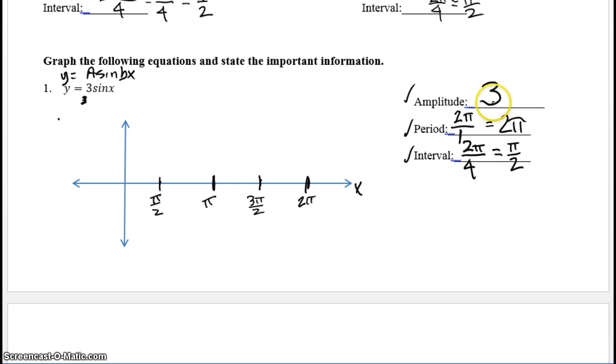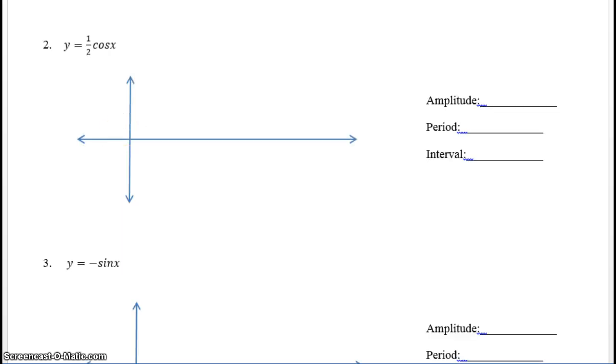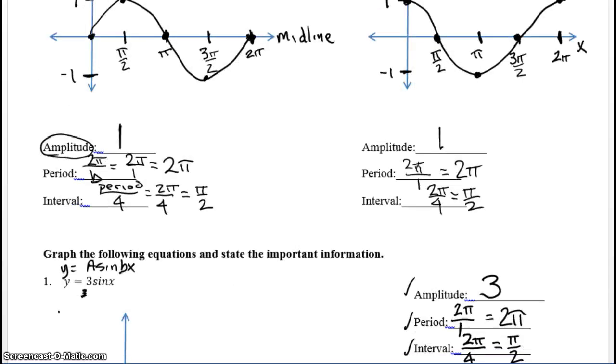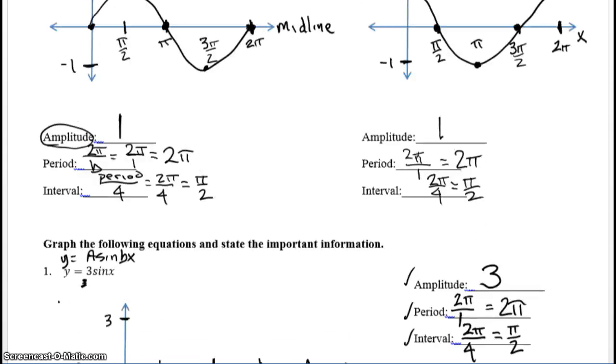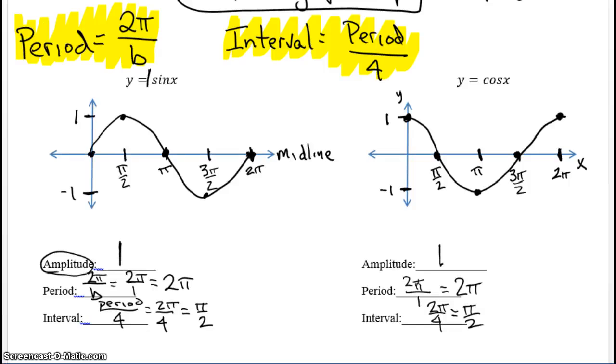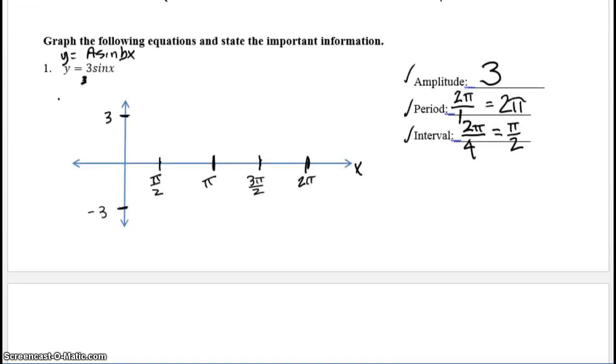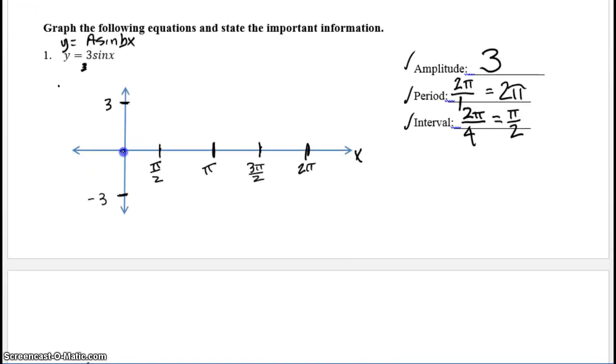My amplitude, though, now is 3. So when I move up on the y-axis, I label that 3, and I go down to negative 3. Same distance down, negative 3. Now, where does the graph of the sine start? We go to our parent graph to be reminded. The graph of the sine starts always at the origin. So y equals 3 sine x starts at the origin because it's the graph of the sine function.